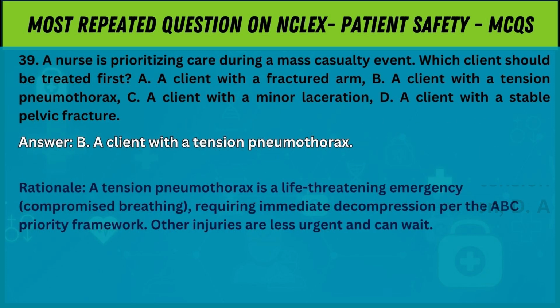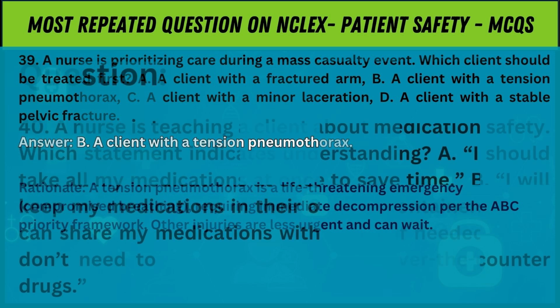Answer: B. A client with a tension pneumothorax. Rationale: a tension pneumothorax is a life-threatening emergency, compromised breathing, requiring immediate decompression per the ABC priority framework. Other injuries are less urgent and can wait.